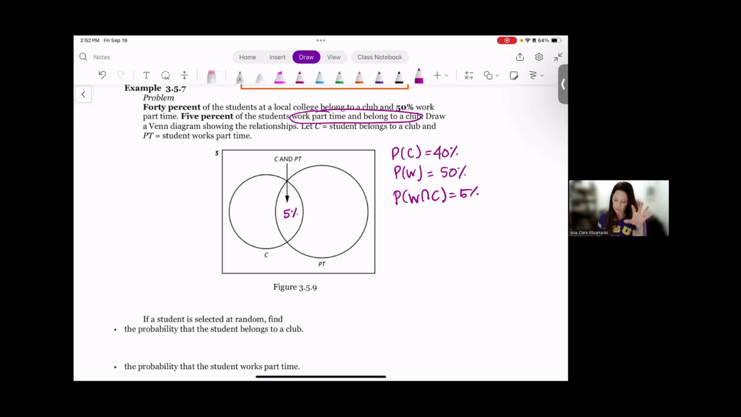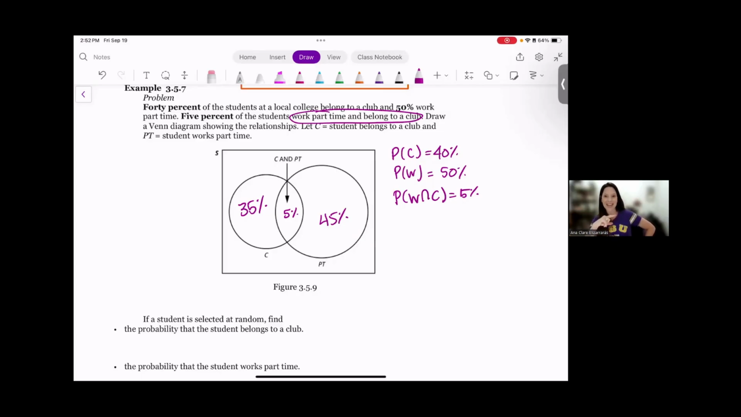Draw a Venn diagram. Let C be the club and P being part-time. This means that my club, if I took that circle away and moved it, needs to sum to 40. And now I already have 5% accounted for. So what's left? 40 minus 5 gives me 35% left in the club. Same is true for my workers. That circle needs to have 50% in it. It already has 5. That means that 45% is left. 45 plus 5 is 50.